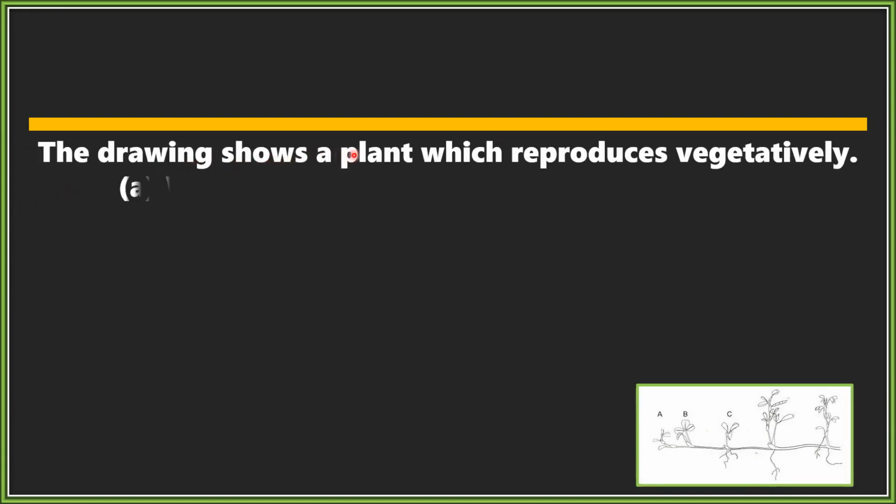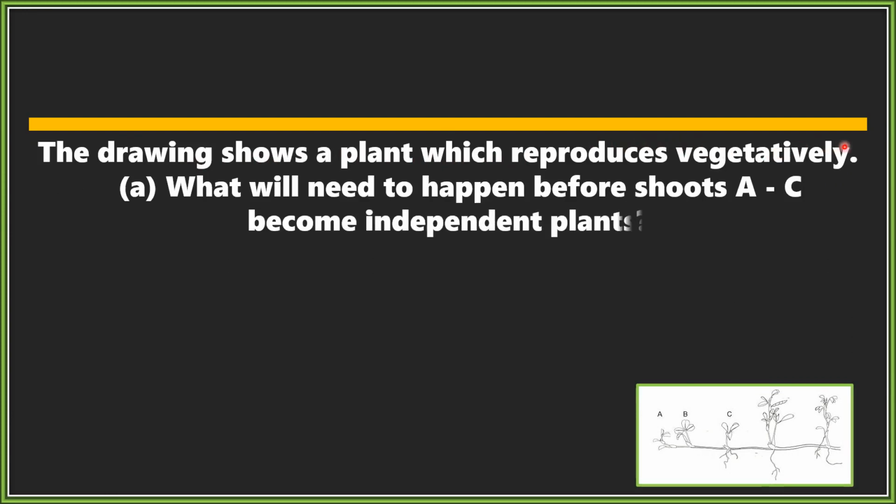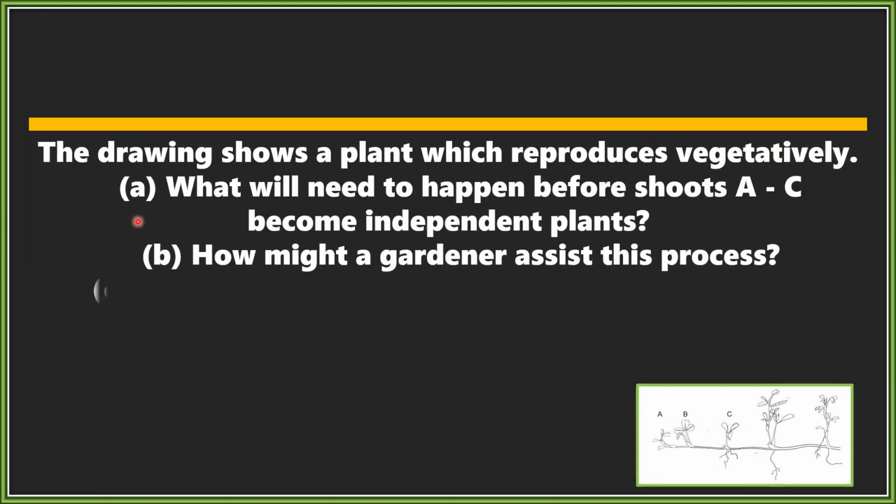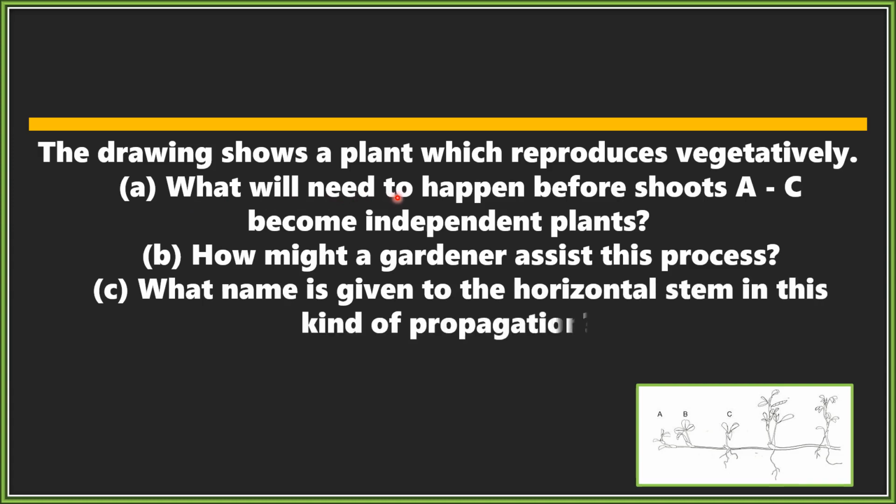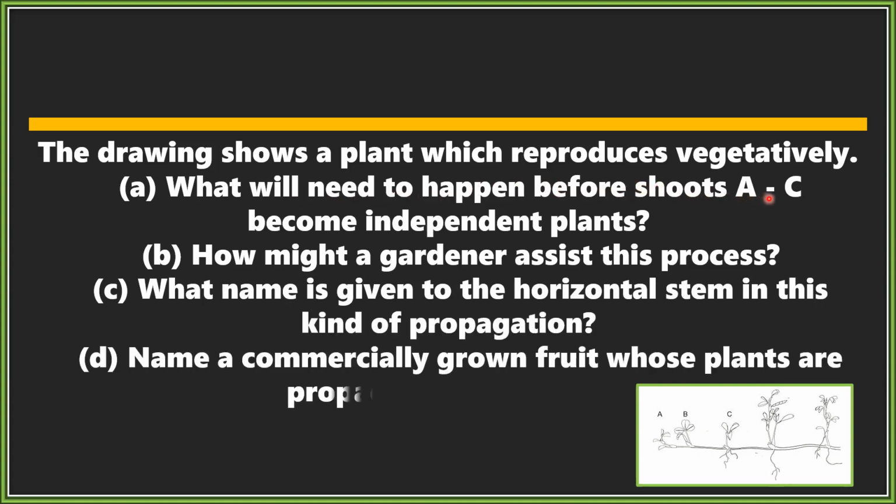The drawing shows the plant which reproduces vegetatively. A. What will need to happen before shoot A and C become independent plants? B. How might a gardener assist this process? C. What name is given to the horizontal stem in this kind of propagation? D. Name a commercially grown fruit whose plants are propagated in this way.